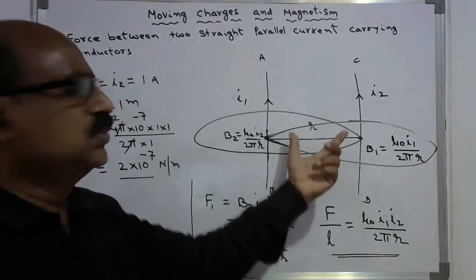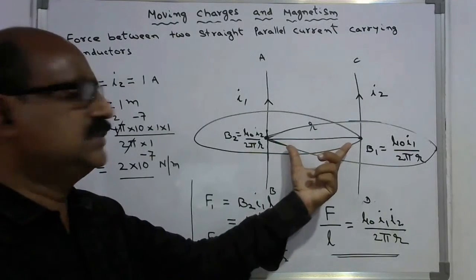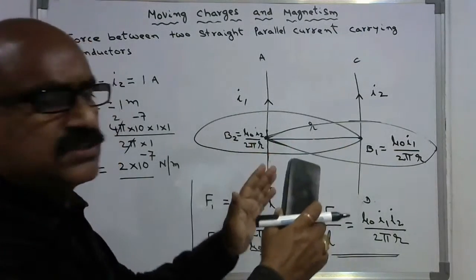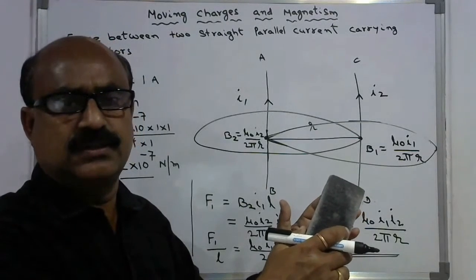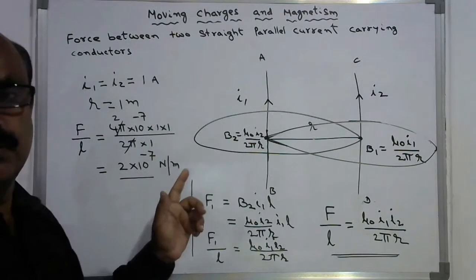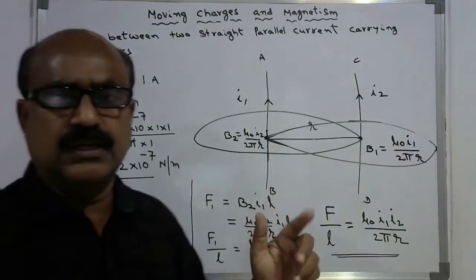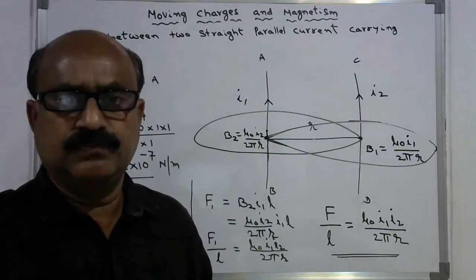If these two conductors are separated by 1 meter distance, and the force of attraction or repulsion between the two conductors is 2 into 10 power of minus 7 Newton per meter, then the current passing through the conductors is called 1 ampere.